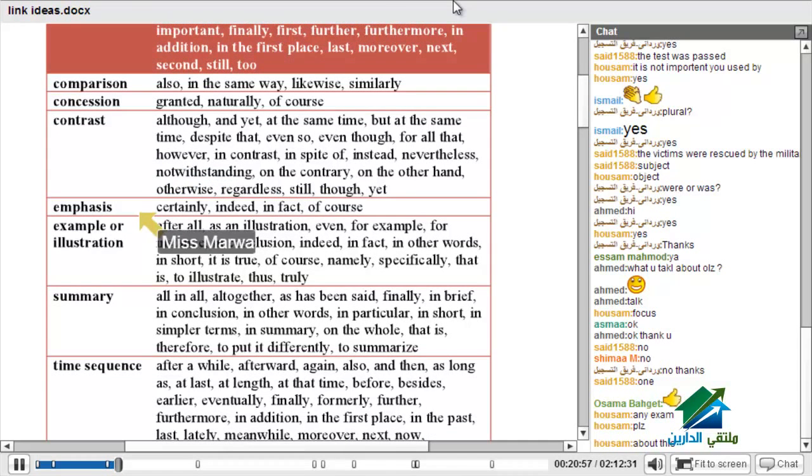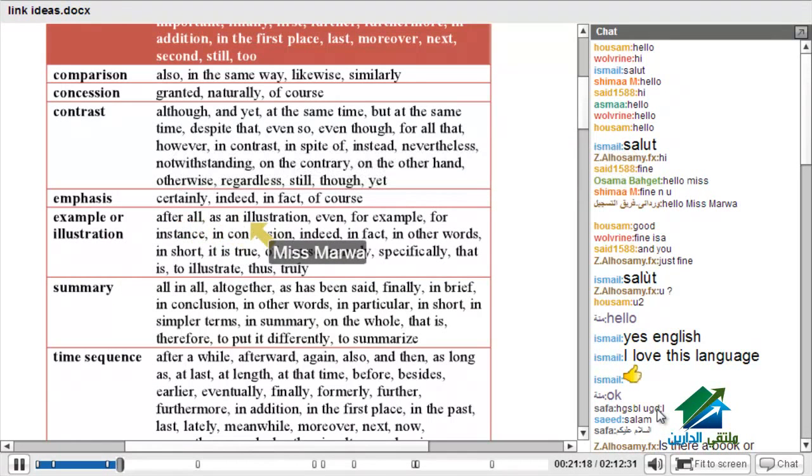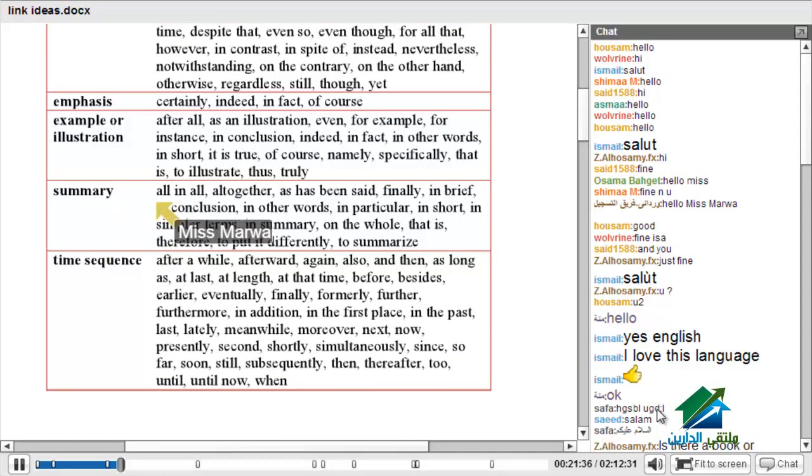What about emphasis? You can say certainly, indeed, in fact, of course. Example or illustration. We take care all the time when you have to mention that you are going to write an example. After all, as an illustration, even, for example, for instance, in conclusion, indeed, in fact, in other words. These things are simple, but very important. Don't forget them. If you want to summarize: all in all, as has been said, finally, in brief, in conclusion, in other words, in short, in simpler terms, in summary. You can use many words.